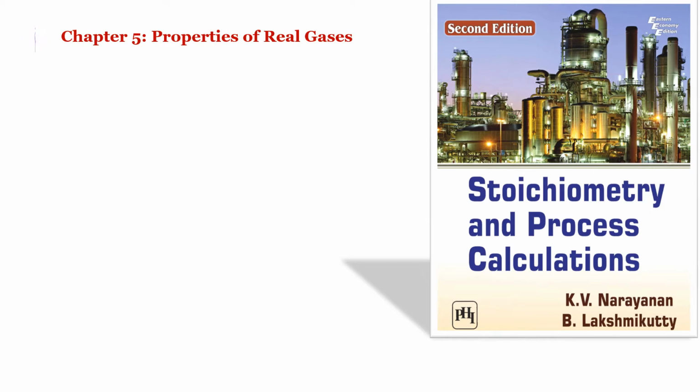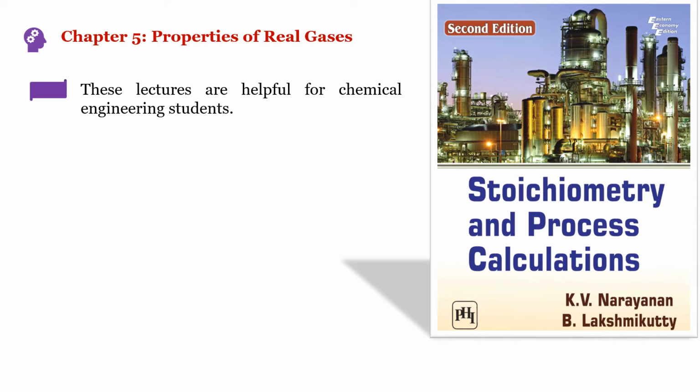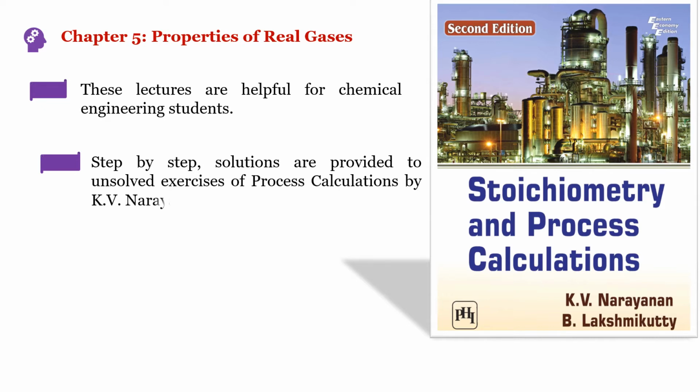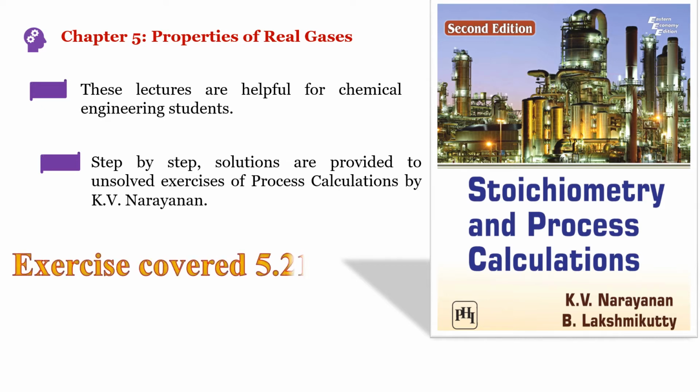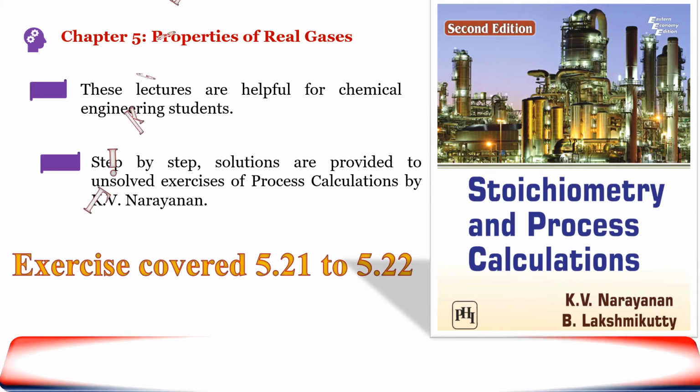In this lecture series, we will solve the unsolved problems of a famous book, Stoichiometry and Process Calculations by K.V. Narayanan. These lectures are helpful for chemical engineering students. During the lecture, a step-by-step solution will be provided. In this lecture, exercises 5.21 to 5.22 will be covered.